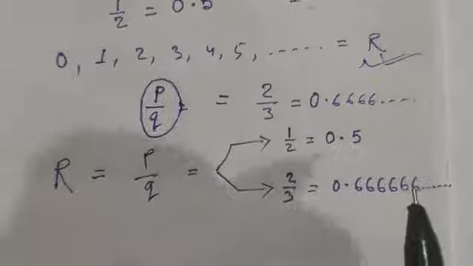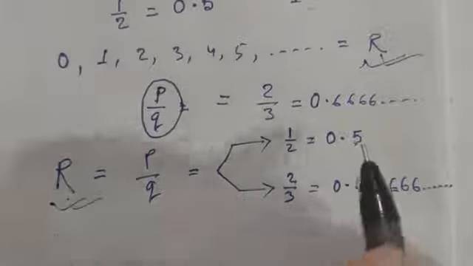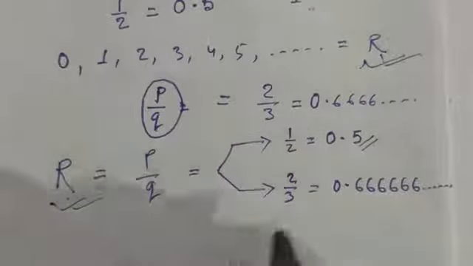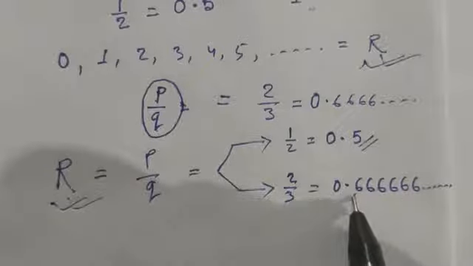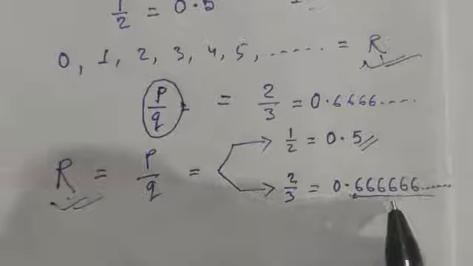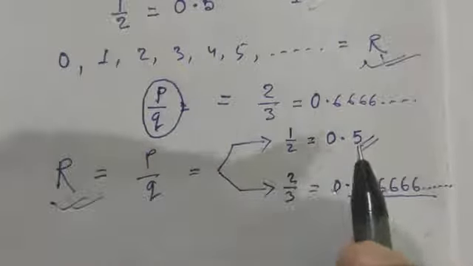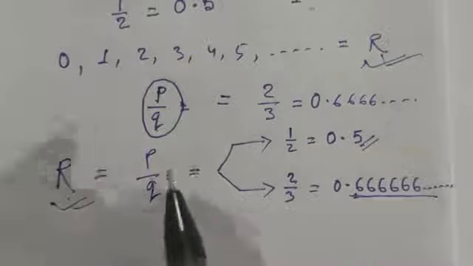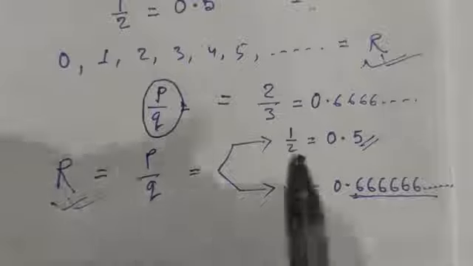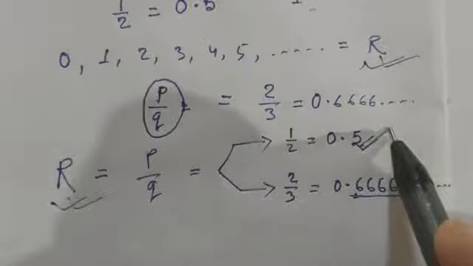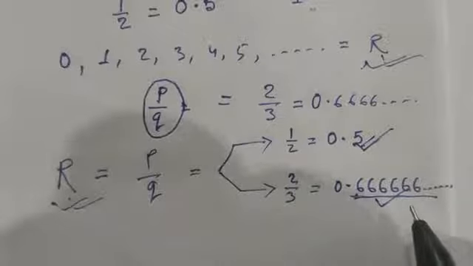So from this we can conclude that a rational number can have two types of decimal expansion. One is terminating decimal expansion and the other is non-terminating but repeating decimal expansion. Non-terminating but repeating, and the first one was terminating. You can note it also: rational numbers can have two types of decimal expansion, terminating and non-terminating but repeating.